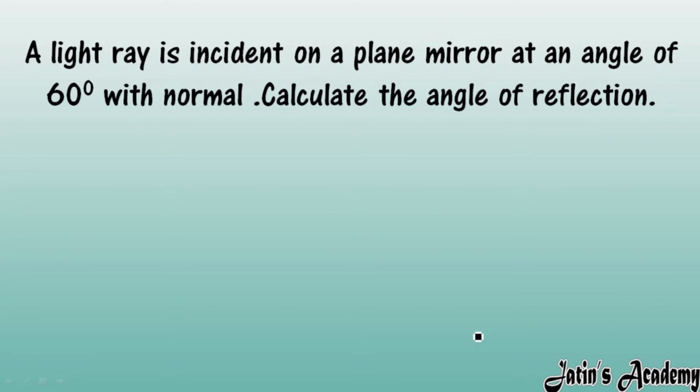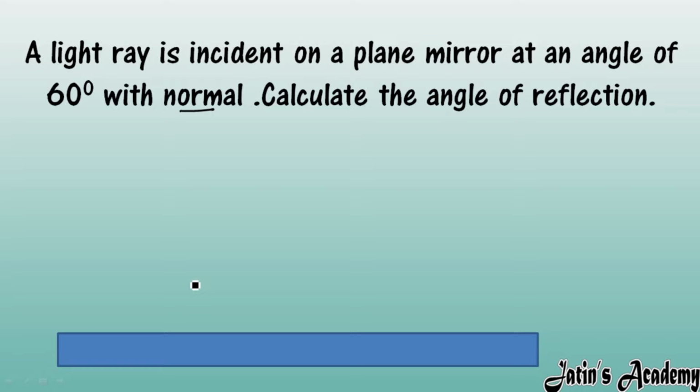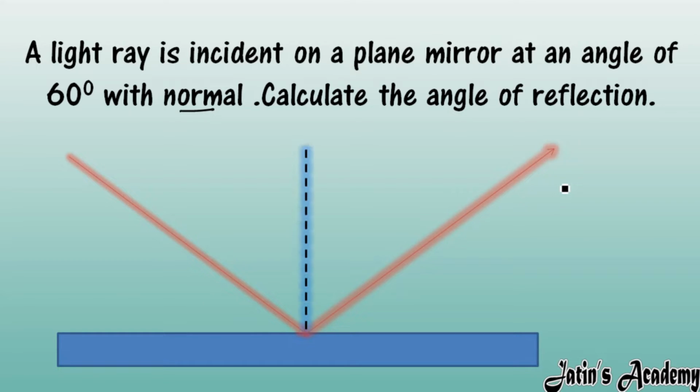Next, we have numericals related to the laws of reflection. So first numerical: a light ray is incident on a plane mirror at an angle of 60 degrees with the normal. Means first we have a plane mirror. On the plane mirror, the incident ray is going to strike, and after getting reflected back, it is making an angle of 60 degrees with the normal. This incident ray is making an angle of 60 degrees with the normal. Calculate the angle of reflection. This angle R we have to calculate.